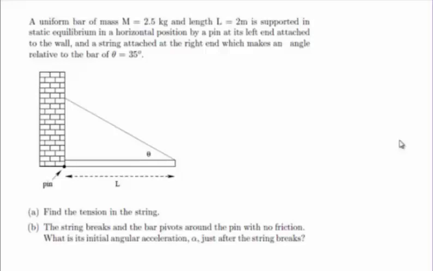A uniform bar of mass m is 2.5 kilograms and length L of 2 meters is supported in static equilibrium in a horizontal position by a pin at its left edge attached to the wall and a string attached to the right edge, which makes an angle relative to the bar of 35 degrees.